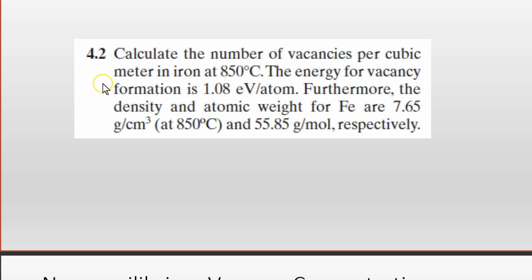Calculate the number of vacancies per cubic meter in iron at 850 degrees centigrade. The energy for vacancy formation is 1.08 eV per atom. Furthermore, the density and atomic weight of iron are 7.65 grams per centimeter cubed at 850 degrees centigrade and 55.85 grams per mole respectively.